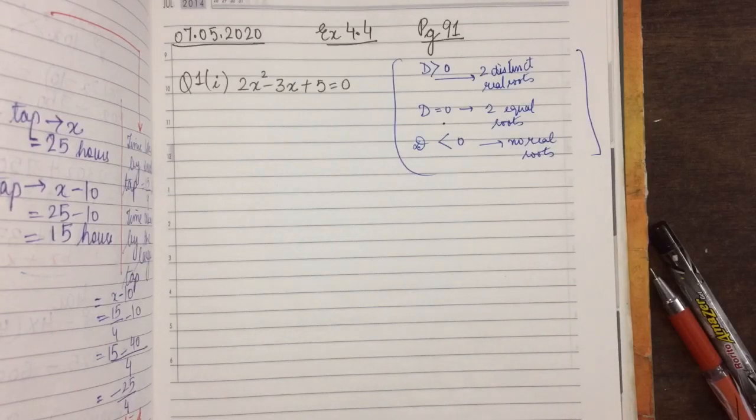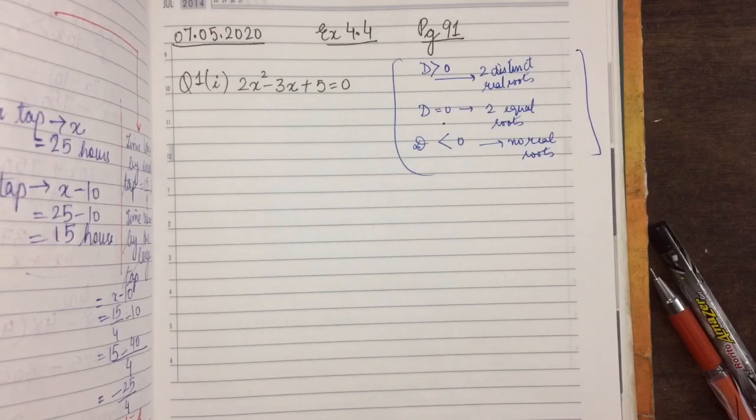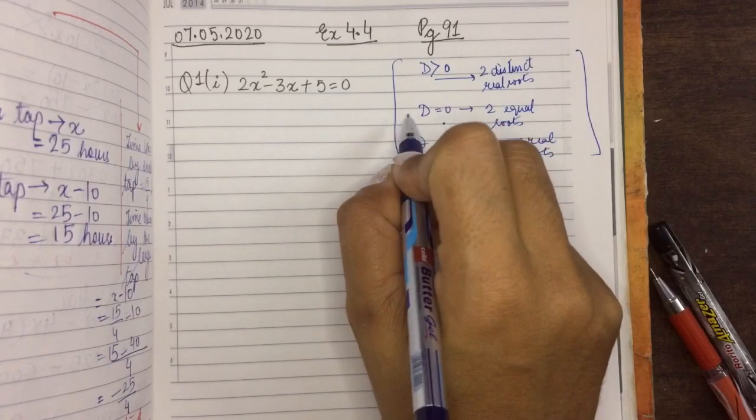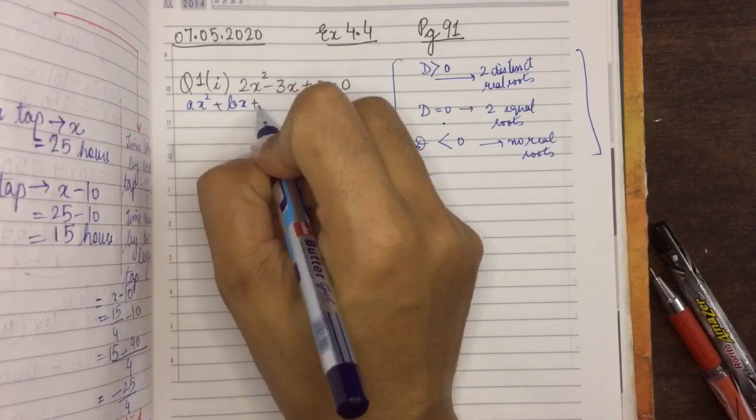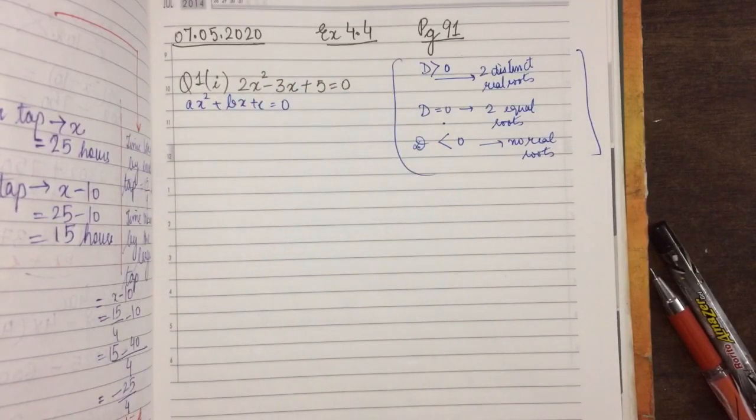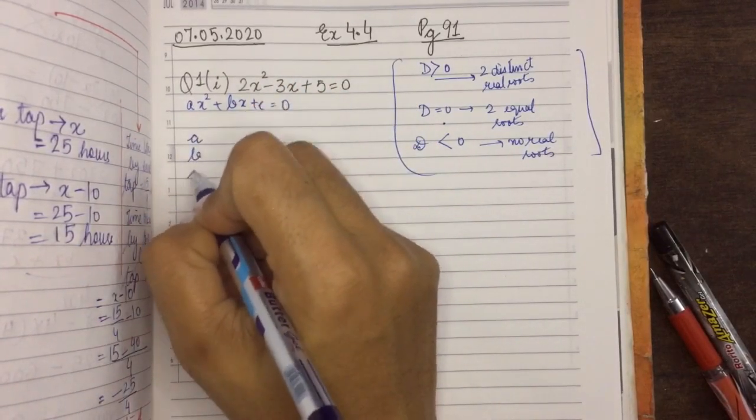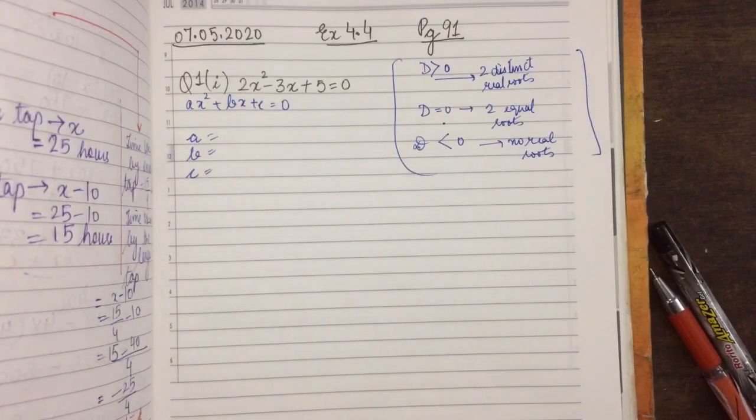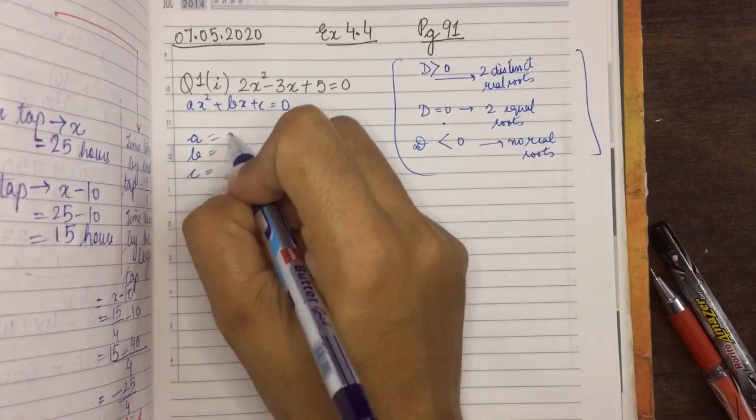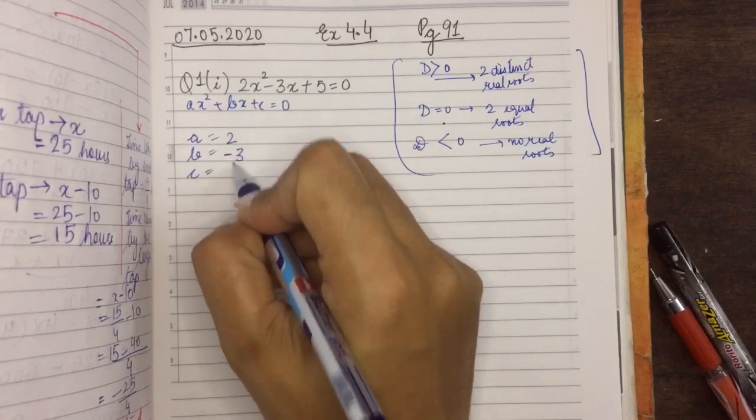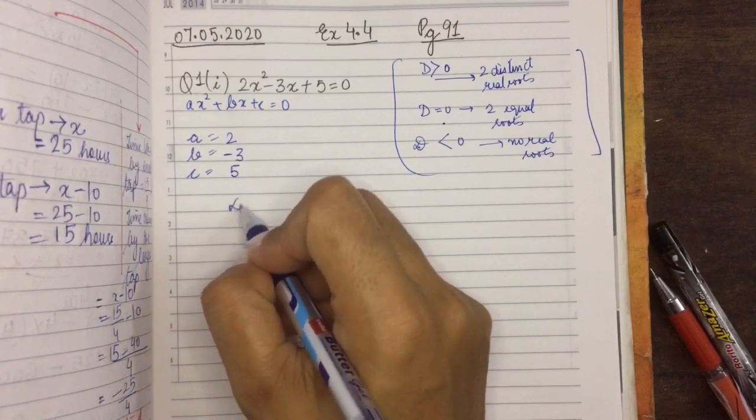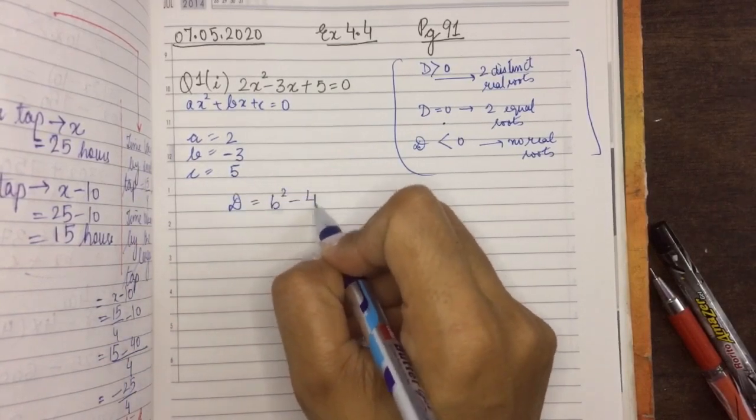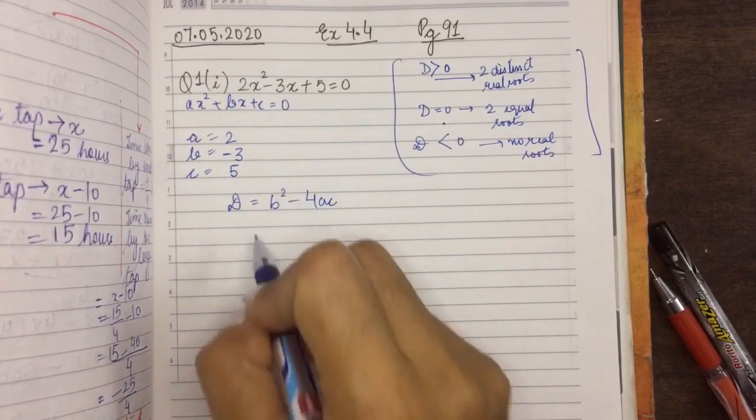Question number 1, first part. The equation given to us is 2x square minus 3x plus 5 equals 0. The first thing we do to find out the discriminant is to compare it with the standard form. Comparing this equation with the standard form, I can find out what a, b, c are, the coefficients of x square, x and the constant term. This is 2, then b is minus 3, constant is plus 5. Using these three coefficients, the next step is to find out the discriminant given by b square minus 4ac.